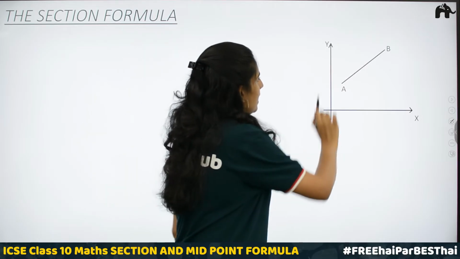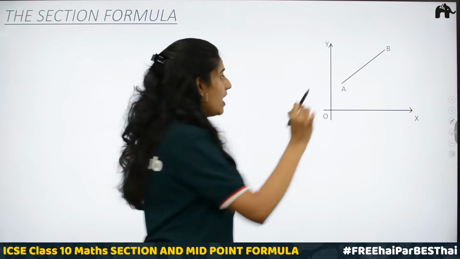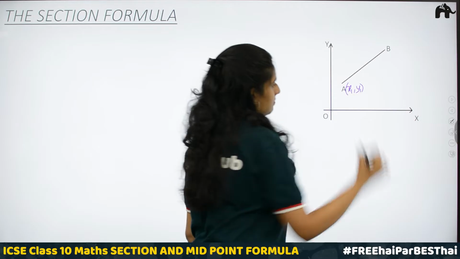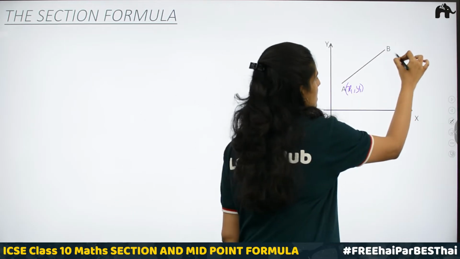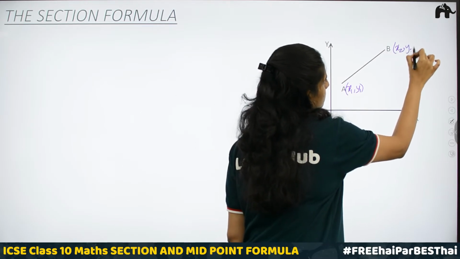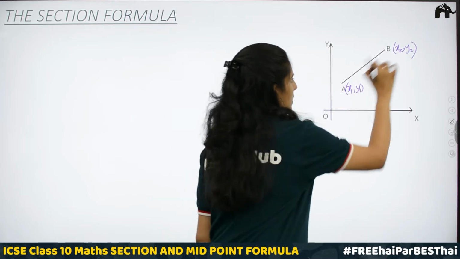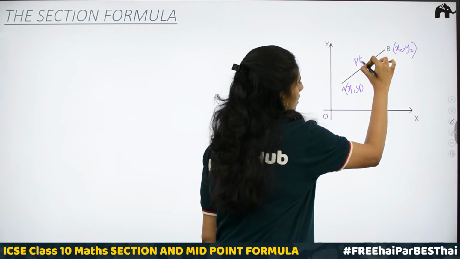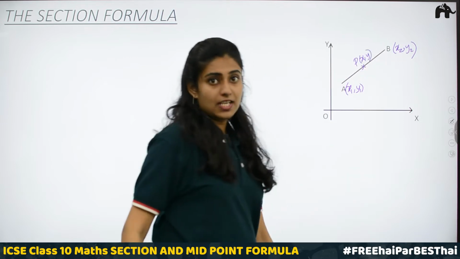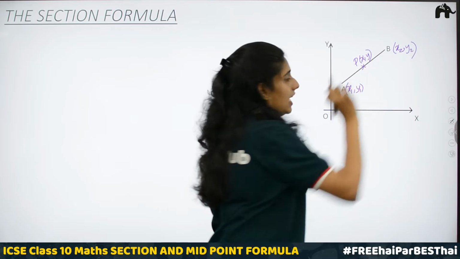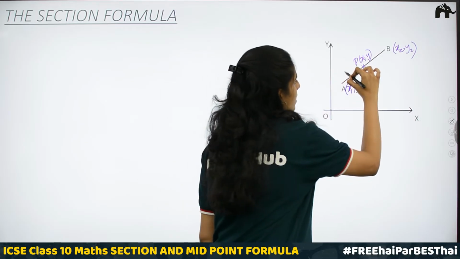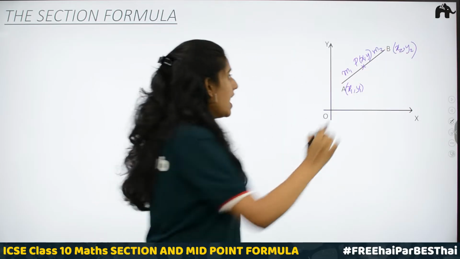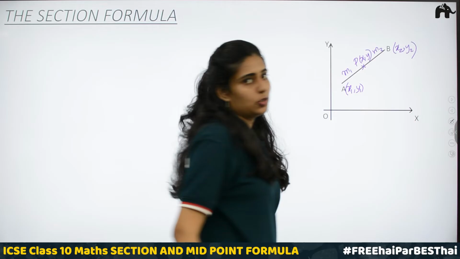Here I have taken the x-axis and y-axis. We have a point A, let the coordinates of A be x1, y1, and that of B is x2, y2. Joining A and B, we get a straight line. Now consider a point P of coordinates x, y, which divides a line joining AB in a ratio m1 is to m2. So this distance AP will be equal to m1 and this distance PB will be equal to m2.